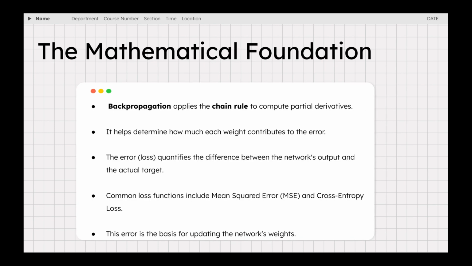The mathematical foundation. Backpropagation applies the chain rule to compute partial derivatives. It helps determine how much each weight contributes to the error. The error loss quantifies the difference between the network's output and the actual target. Common loss functions include mean squared error and cross entropy loss. The error is the basis for updating the network's weights.